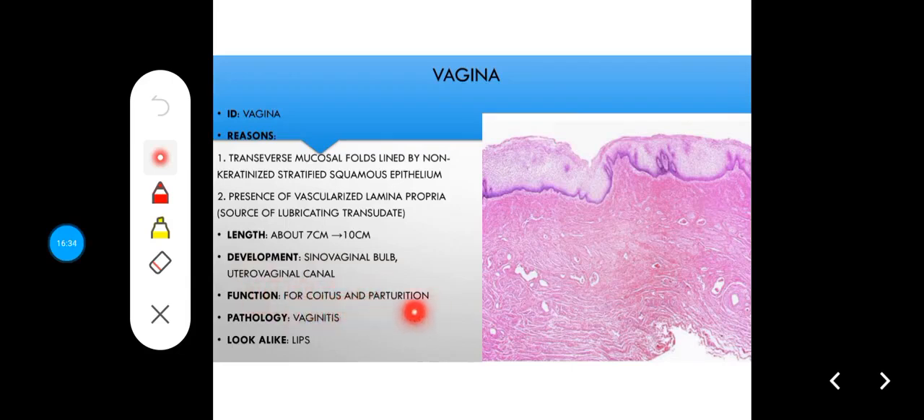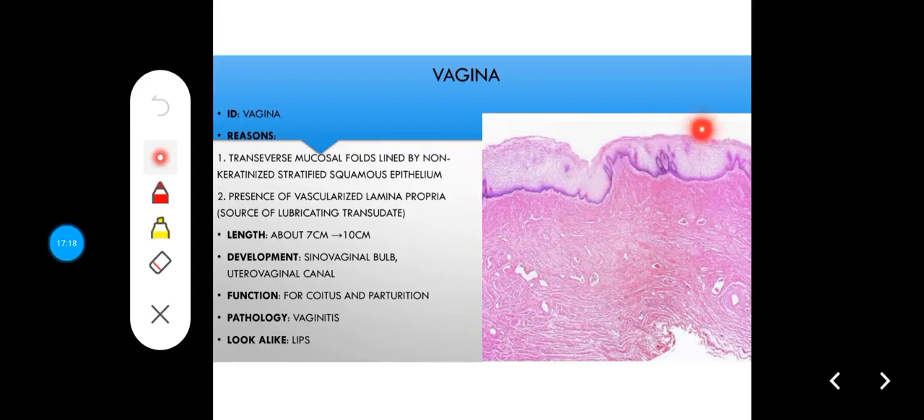Then the pathology involving the vagina includes vaginitis. Then the look-alike slide is the lip. So the vagina is very easy to identify in that the mucosa has this transverse fold, and also the mucosa doesn't stain as much as the other parts of the image. This is due to the presence of glycogen molecules within the mucosa. So there are numerous glycogen molecules within the mucosa, and the amount varies with the phase and the amount of estrogen within the body. So the more the estrogen, the more the glycogen. So glycogen doesn't stain well, so the mucosa appears pale.